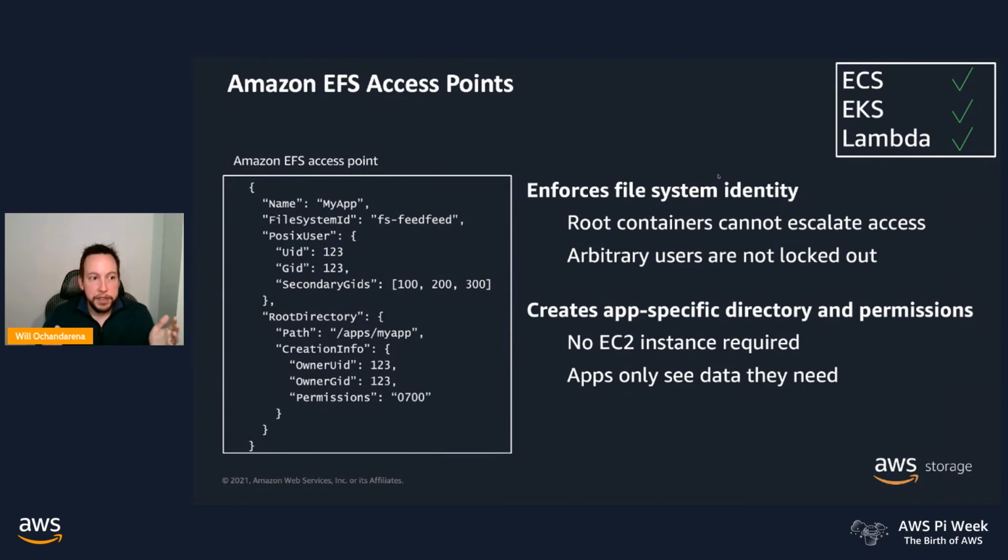So when you create an EFS access point, there are two things that you define. One is called POSIX user. So here you give it a UID, a group ID, and if you want to, some list of secondary group IDs.